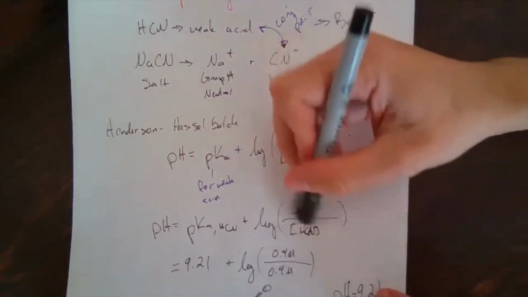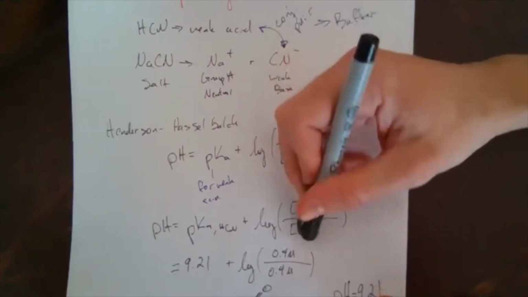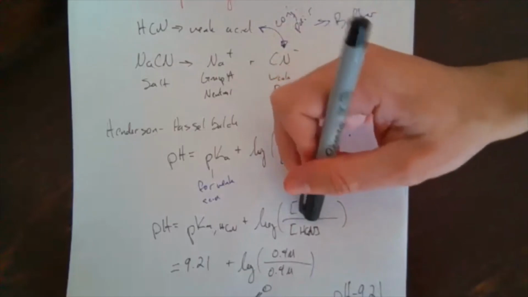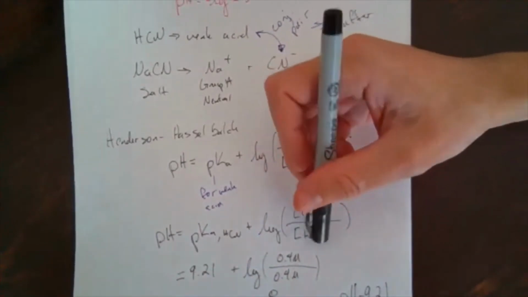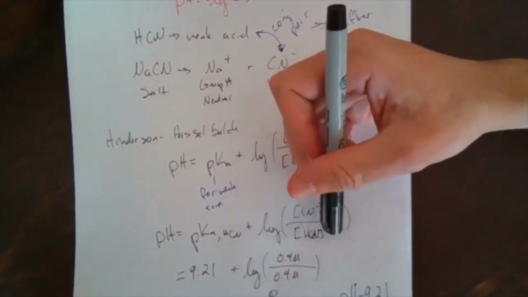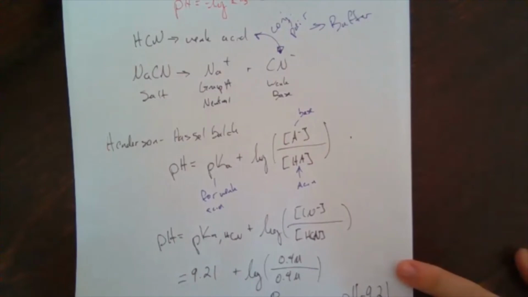If the base concentration is higher, this log term will be positive. So if your base concentration is higher than your acid concentration, the pH will be a little bit above the pKa. And if your acid concentration is higher, the pH will be a little bit below the pKa of the acid you've chosen for your buffer.